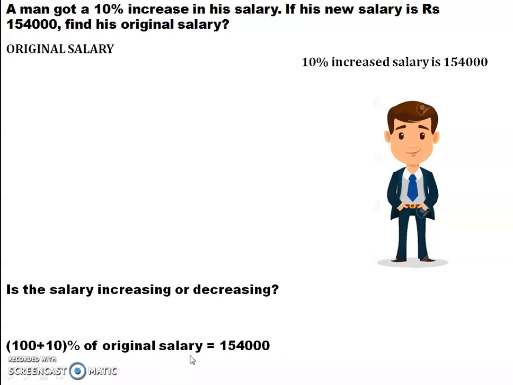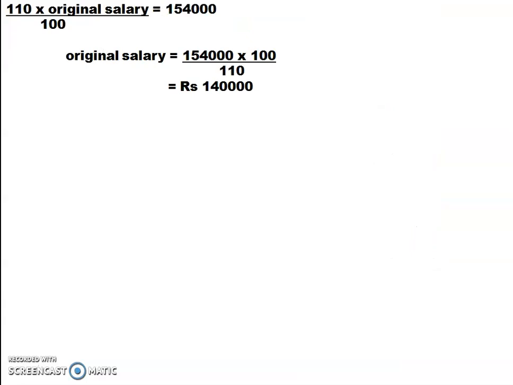Original salary is unknown to you, isn't it? 100 plus. Why did you use plus there? Because it is increasing. So 100 plus 10% of original salary is equal to 1,54,000. Now what will you do? 110 into original salary by 100 is equal to 1,54,000.